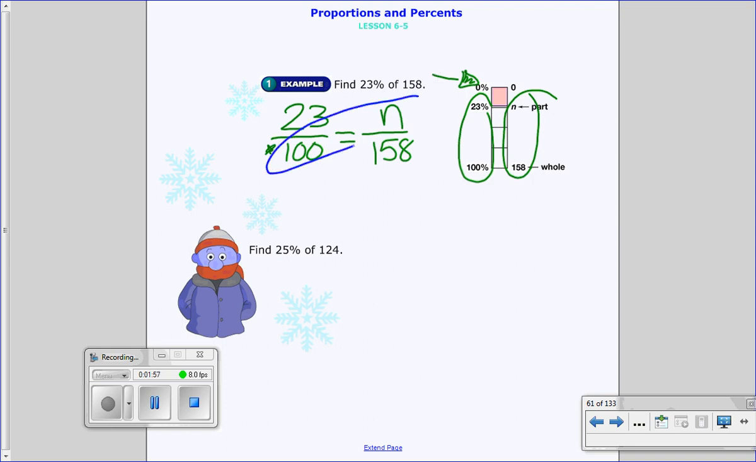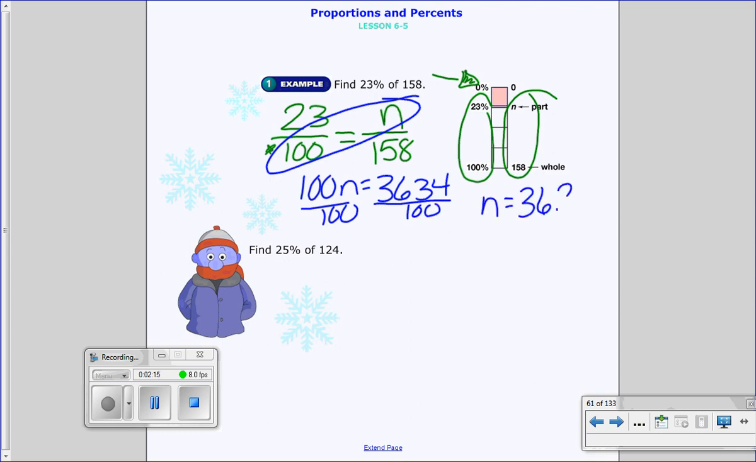Well, 100 times n is 100n. 23 times 158 is 3,634. Divide by 100, and we get n is 36.34. That'd be our answer.